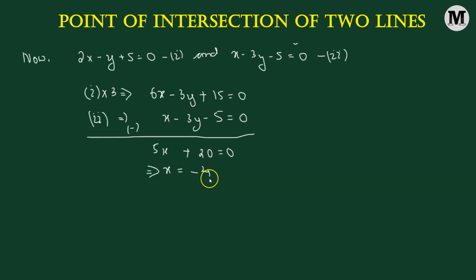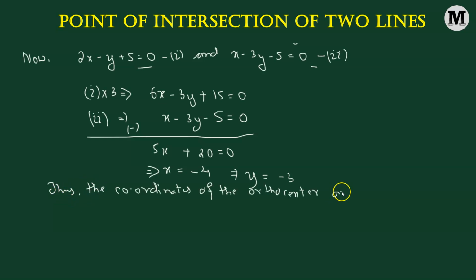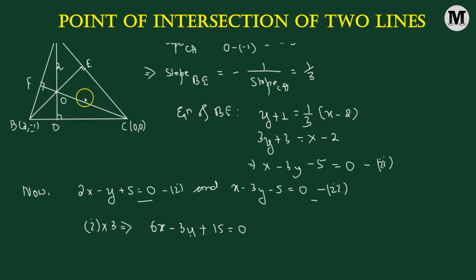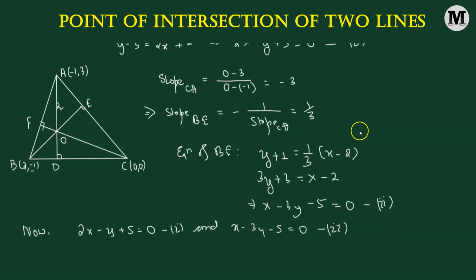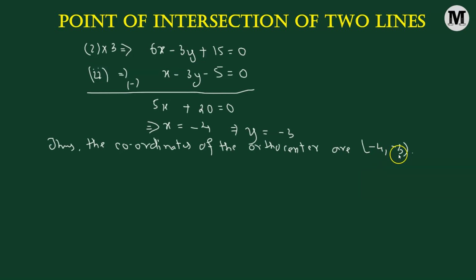So now we can substitute x equals negative 4 in either equation 1 or 2 to get the corresponding y value. So y comes out to be equal to negative 3. So we have obtained the coordinates of the orthocenter. So we can say thus the coordinates of the orthocenter are going to be (-4, -3). You can verify that by considering the equation of the third altitude CF, which we have excluded here. So you can take the equations of CF and BE, and when you solve those two equations, you should get the orthocenter equal to (-4, -3).